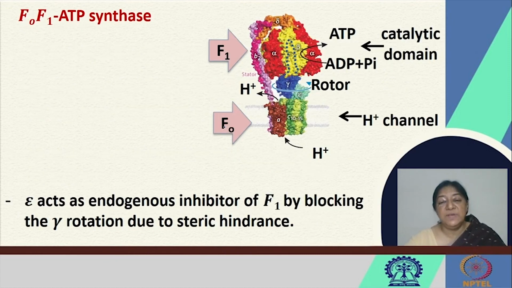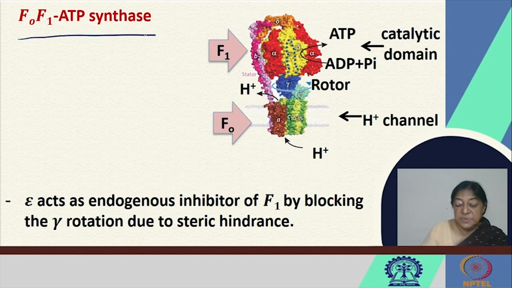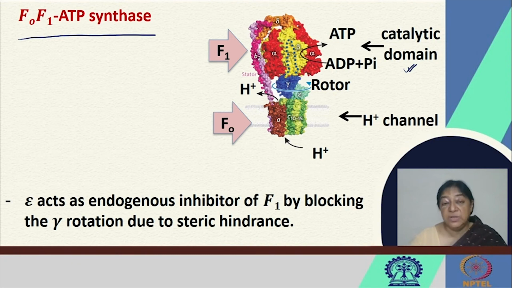So we have in this protein an F0 and F1 domain. This is F0, F1 ATP synthase. There is a catalytic domain that is comprised of 3 alpha and 3 beta subunits. And this is where we have our membrane channel where we will have the proton flux movement.